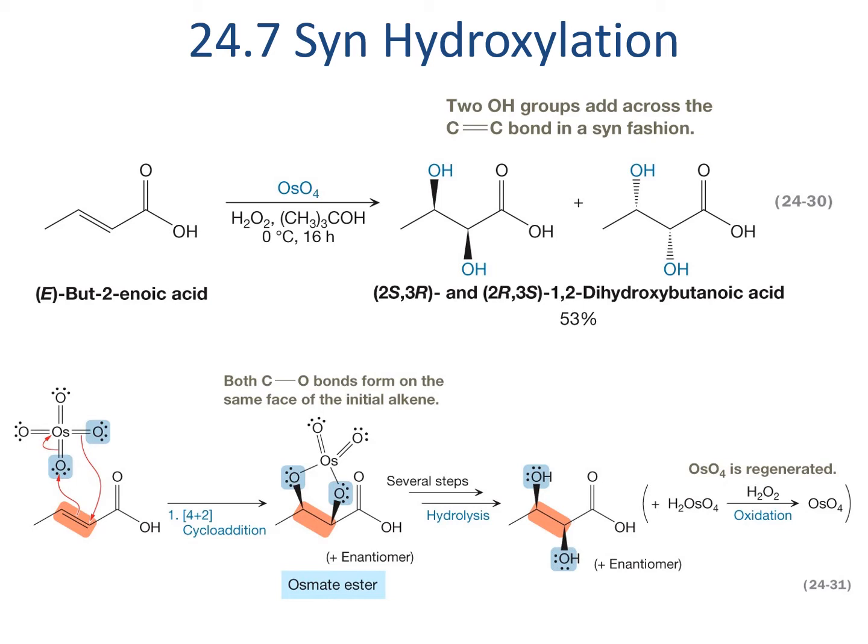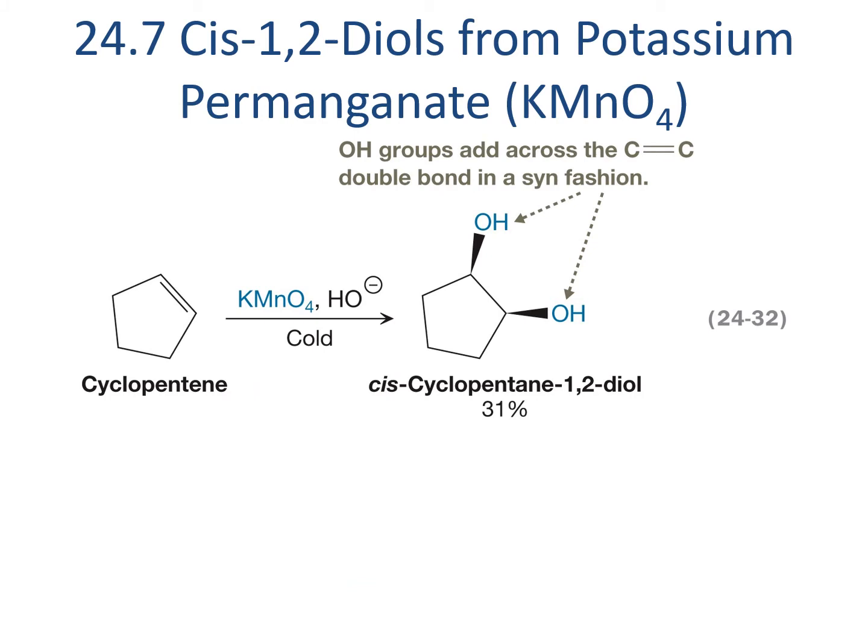A use note for this particular reaction: osmium tetroxide is super toxic, so it's always used catalytically, and the hydrogen peroxide is used to regenerate the osmium tetroxide in solution. We can do a similar but less toxic reaction with potassium permanganate. The permanganate will also proceed through a 4+2 cycloaddition, leaving a cis-diol.